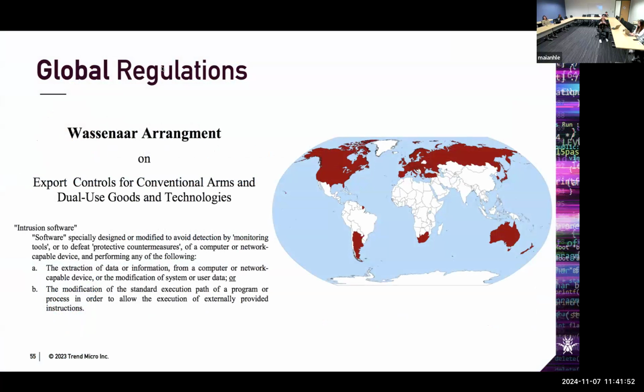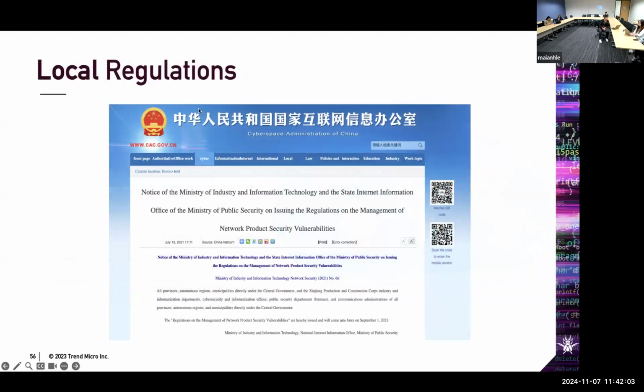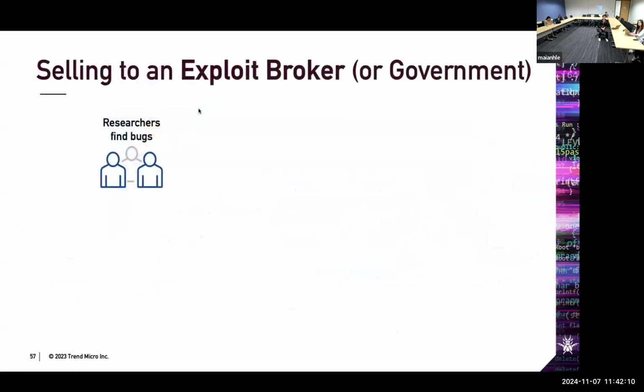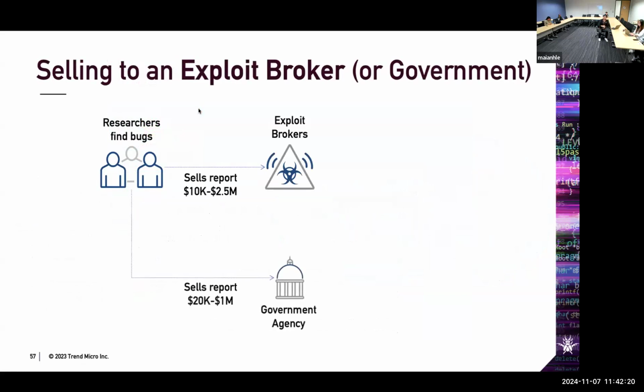So this regulation governs dual use technology. Basically, there are regulations out there for countries in red, and there are other local regulations that exist. So it's a semi-regulated market. And then there's the second option of selling to exploit brokers. Who are these exploit brokers or governments? Researchers find bugs, they sell them for a lot more money now, and then they would sell to exploit brokers, or they sell straight to the government agencies.